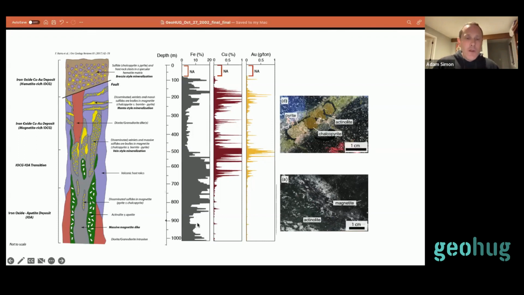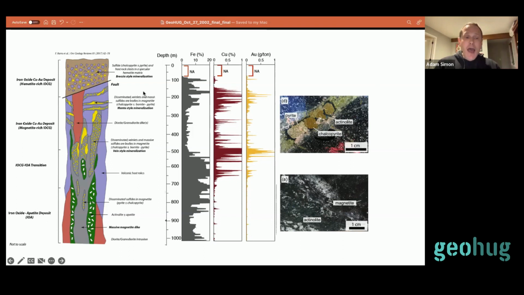As the system transitions from deep to shallow, you can see here, this is an example from Candelaria. This is why Candelaria is economic, because it's got these high copper grades that exceed in some parts of the system 1 weight percent copper. And all of that copper, notice that it's only in the upper part of the system. And then if we look at the right-hand side here, we can see that there's also significant gold, and gold correlates perfectly with copper because gold is contained within chalcopyrite. So we see this transition from deeper magnetite-dominated mineralization to shallower veins of copper iron sulfide.